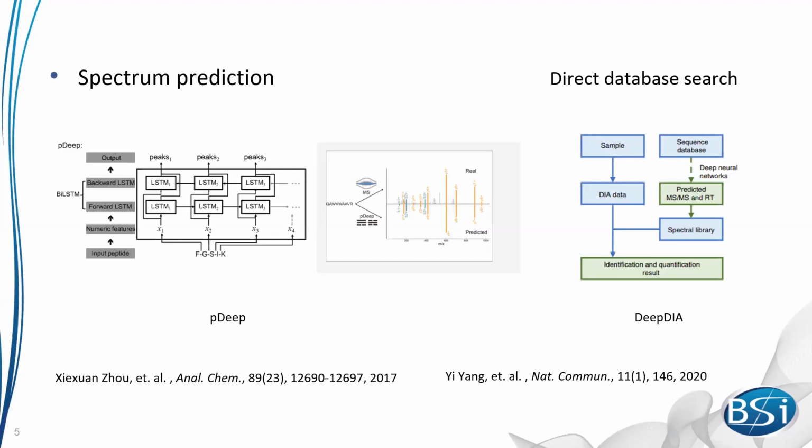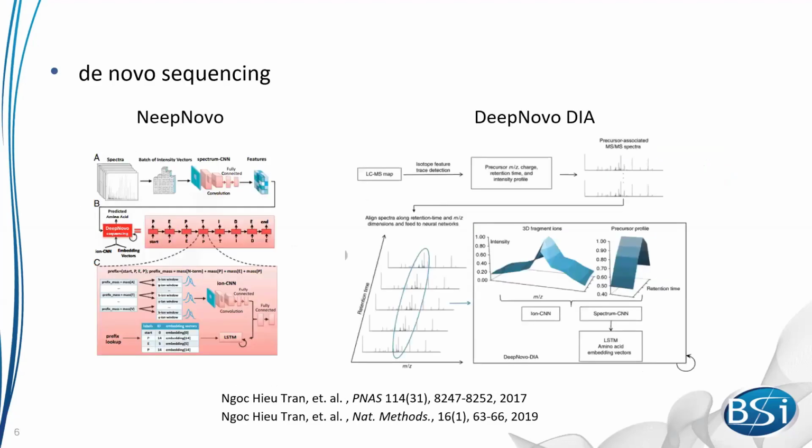So on the other hand, de novo sequencing tries to answer the question in the opposite way. In spectral prediction, given a peptide, we try to see what kind of spectra this peptide generates. And in de novo sequencing, it's just the opposite way. Given a spectra, we try to see what are those peptides that generate those spectra.